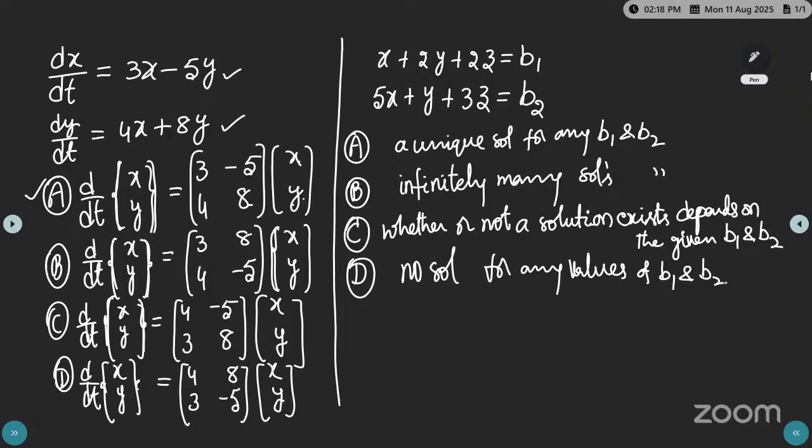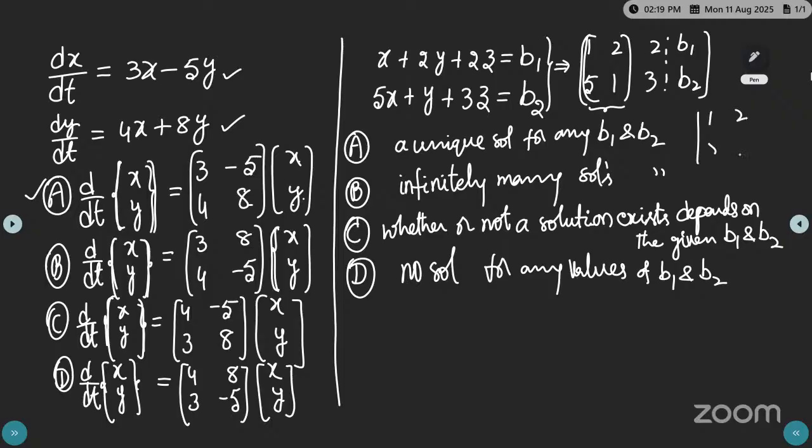What is the augmented matrix? 1, 2, 2, b1. Next. Good. What is the determinant? We can't find the determinant of the whole matrix. So instead of reducing it to upper triangular or row echelon form, better to find the determinant of the submatrix. What is the determinant of this submatrix, Amma? 1, 2, 5, 1. Is it 0 or not equal to 0?